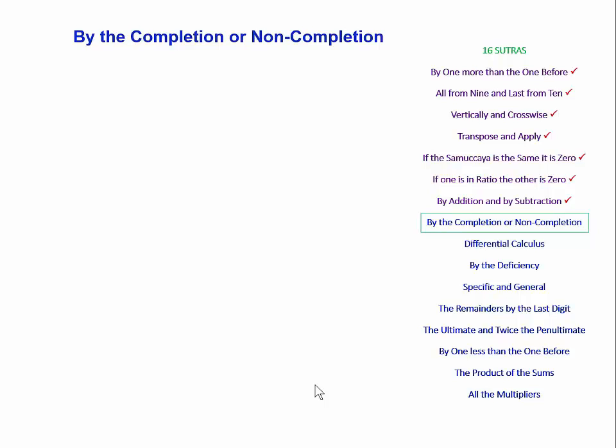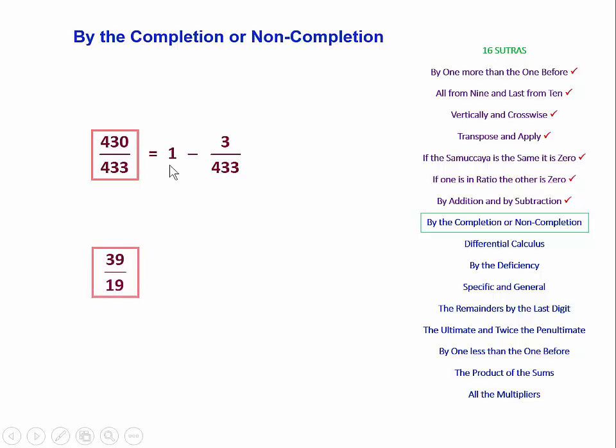By the completion or non-completion, Purana Puranabhyam, this we would use if we had a fraction which was close to a unity of some kind. So in this case, this fraction is close to 1, and we can think of it as 1 minus 3 over 433, and so 3 over 433 is easier to work out than that. And so we'd work out this and take the answer away from 1. And 13 over 19, similarly, we can think of 2 whole units that this is close to, and so 2 plus 1 over 19. That's how we can use that sutra for division.